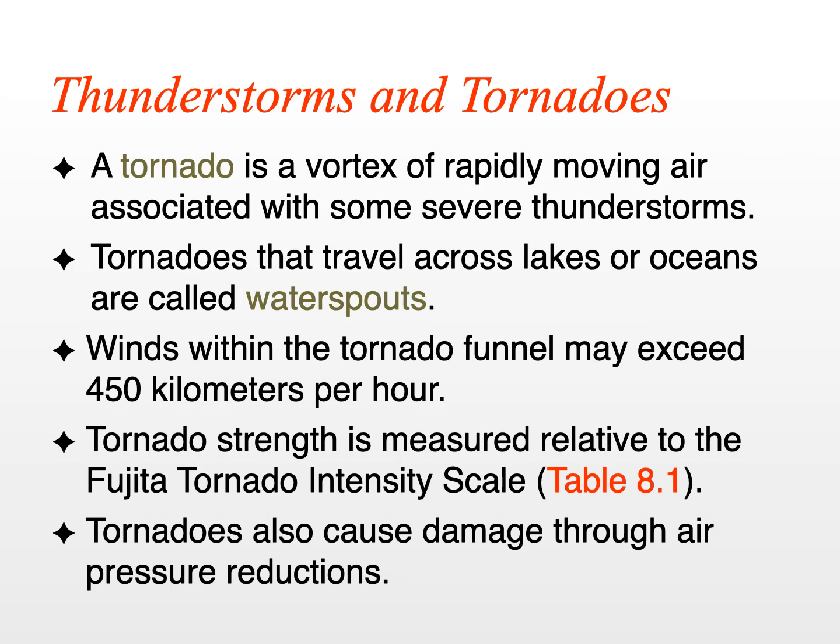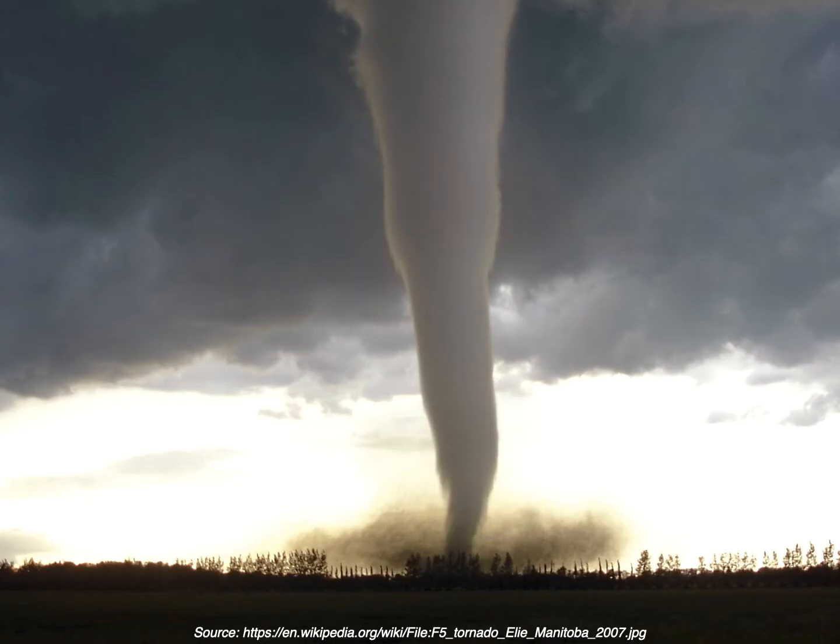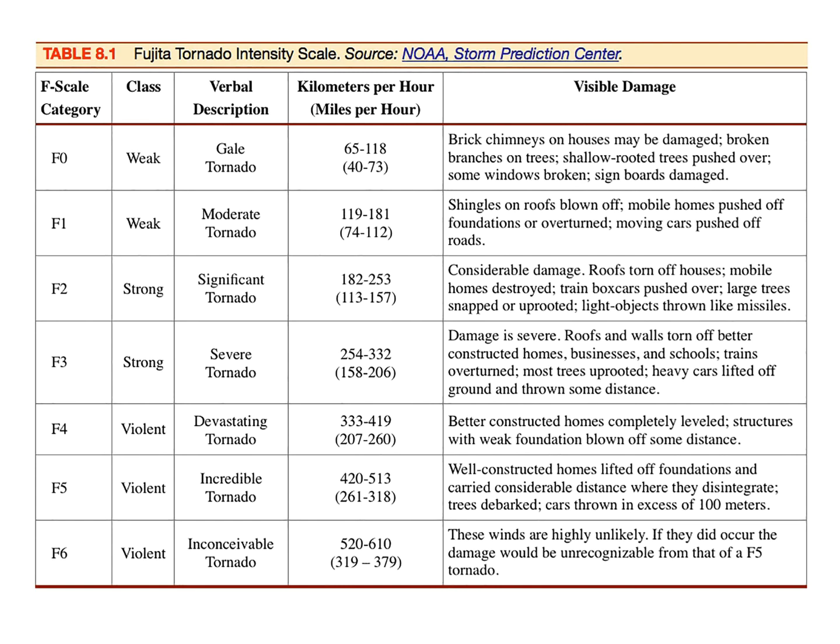Tornado strength is measured relative to a scale, and it's called the Fujita Tornado Intensity Scale. So not all tornadoes are the same. Some are way more powerful than others. And this scale goes from F0 to an inconceivable F6 that has winds anywhere from 520 to 610 kilometers per hour. These F6s, none of them have ever been measured, they're just theoretical.